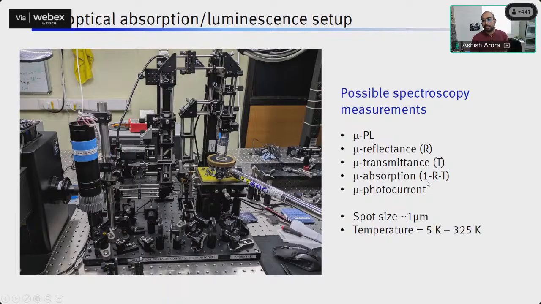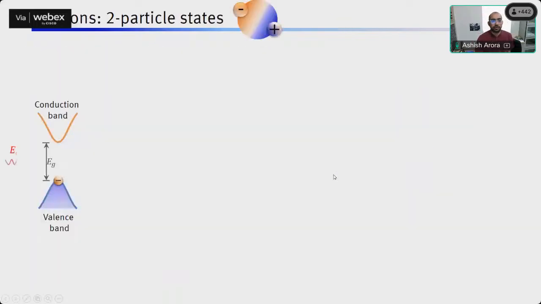Absorption essentially is 1 minus R minus T. So there is reflection and transmission one has measured. Also, there can be some scattering losses, but in these crystals, the scattering losses are minimum. Therefore, there should be minus S, but we ignore that. One can do photocurrent measurements with a spot size of 1 micron and as a function of temperature. This is all that can be done using such a method.